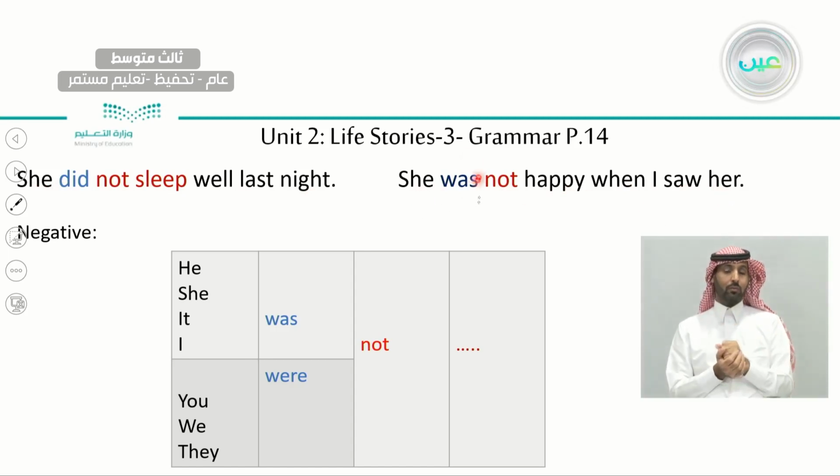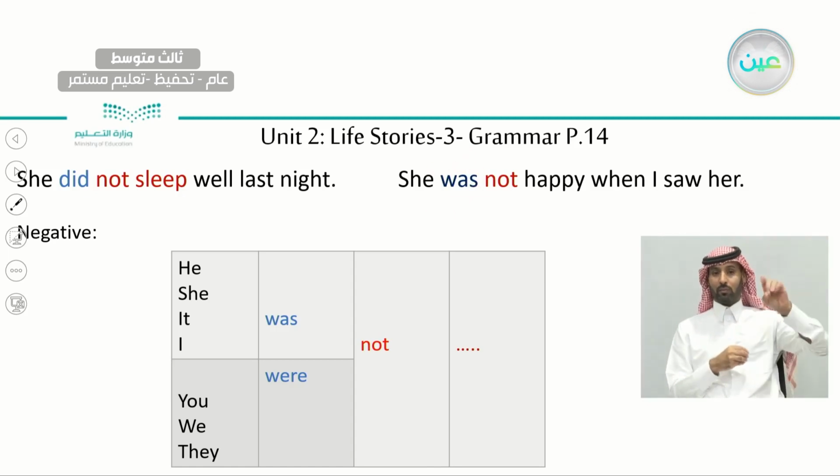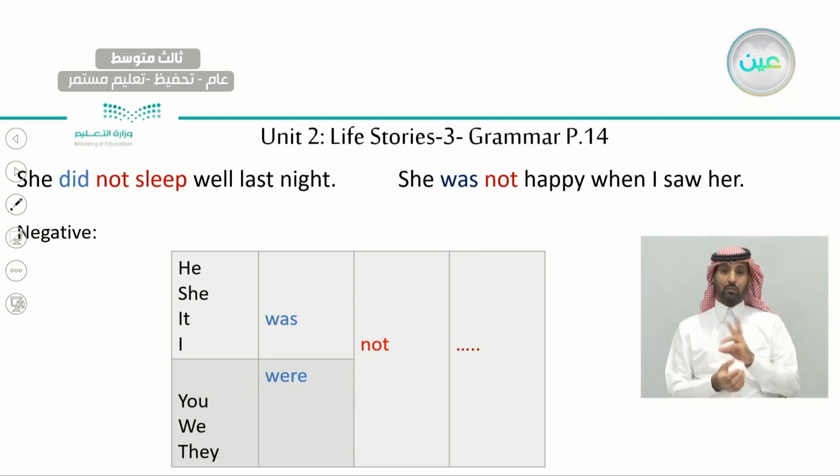Did we add did here? No, we already have an auxiliary. We already have the verb to be. What do we do? We only add, after the verb to be, not. Okay? She was not happy. Or you were not happy, for example. Okay? So we only add the negative not after the verb to be. We don't add anything. Okay?